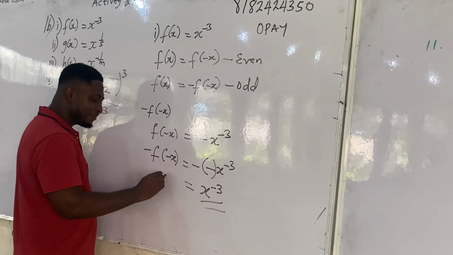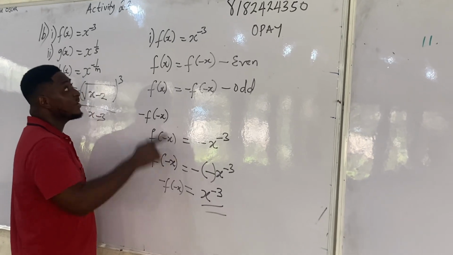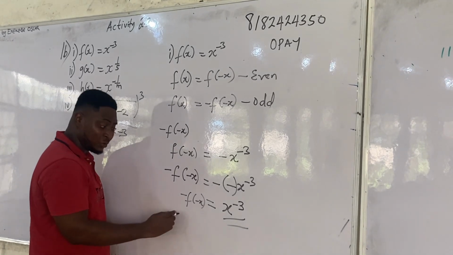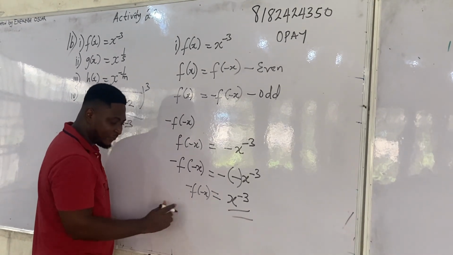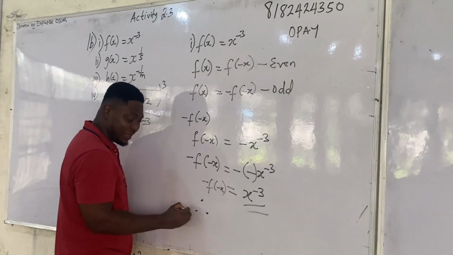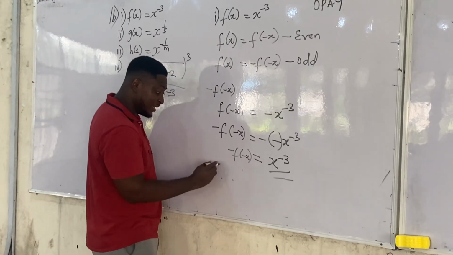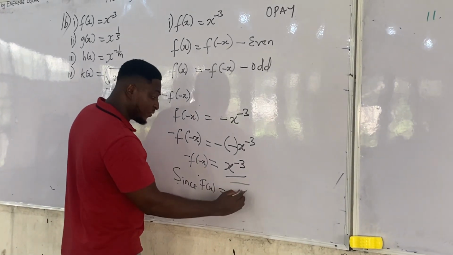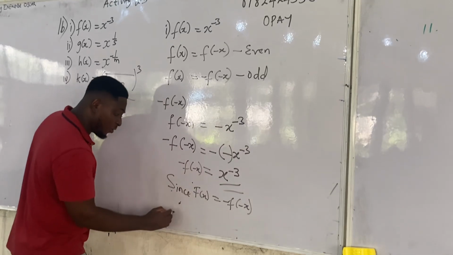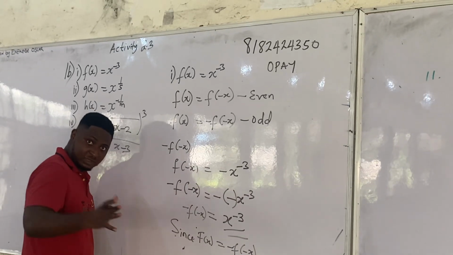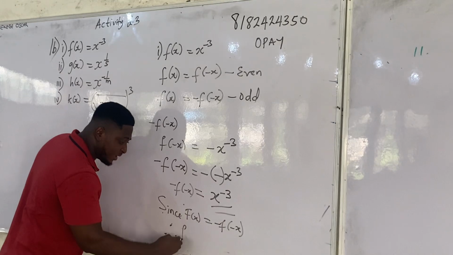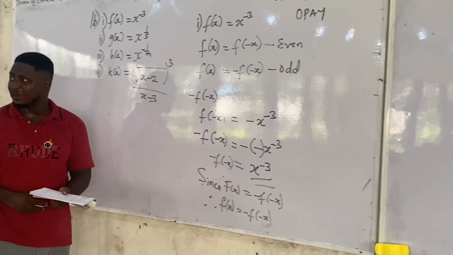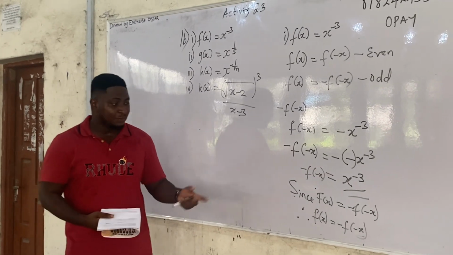And it's clear that this minus f of minus x is the same as f of x. So f of x and minus f of minus x are the same. Therefore, the function is odd. How do you write therefore in mathematics? Since f of x is equal to minus f of minus x, you now say therefore, this is what I'm actually showing. Therefore, f of x is equal to minus f of minus x. This is the approach you also apply.